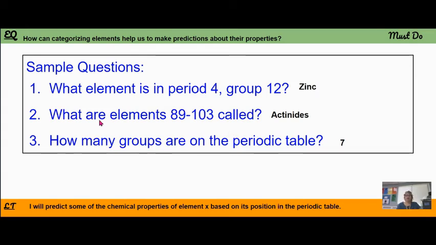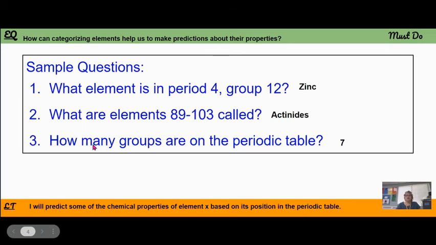Okay. What elements are in 89 through 103? So their atomic numbers are 89 through 103. And those are called the actinides. Those are the ones on the bottom of the periodic table.